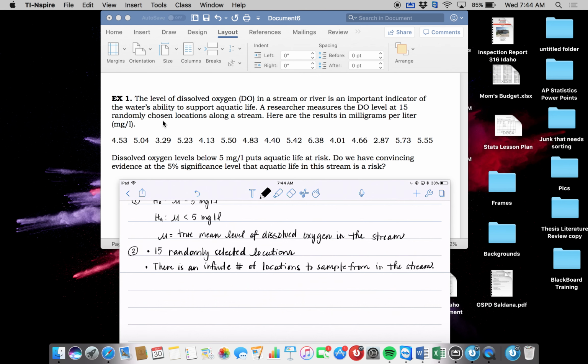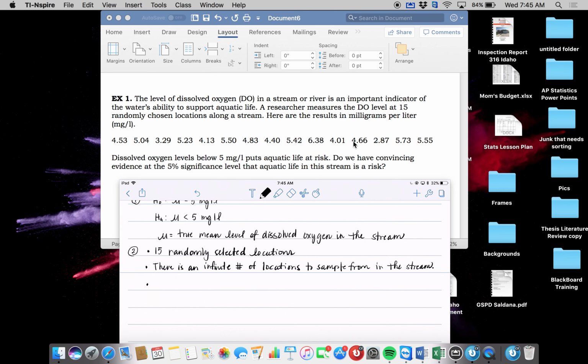So that's that. And the last condition is the one for normality, to see if we're able to use the t-distribution. In this case, notice that it says nothing about this being from a normally distributed population. Our sample size is 15, so we can't use the CLT either, meaning we're going to have to check the data to make sure that it's not too skewed.